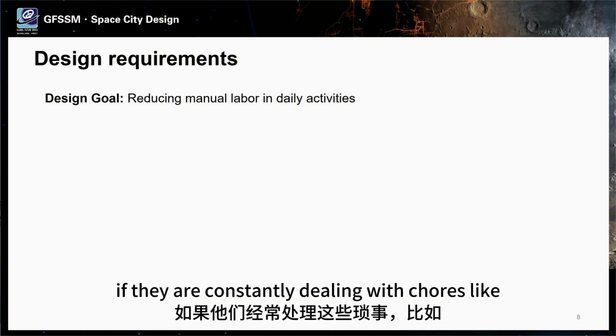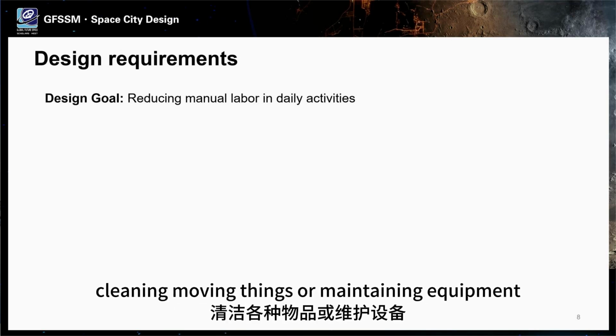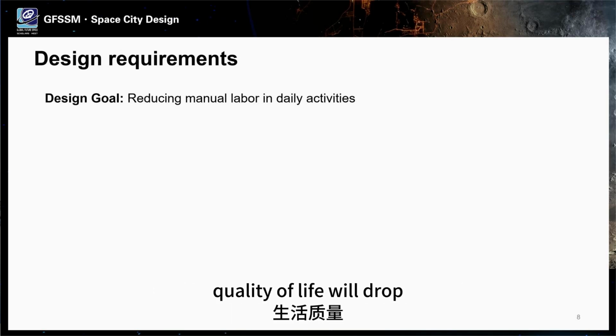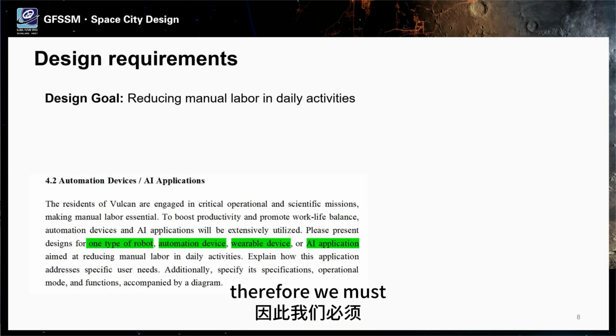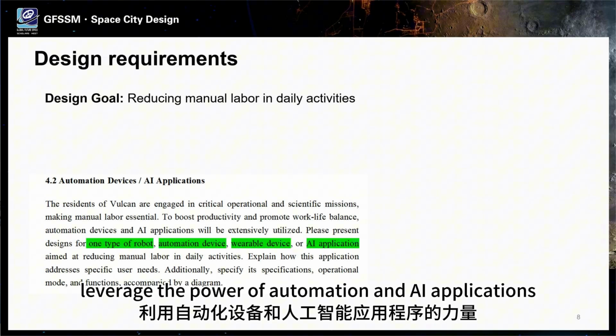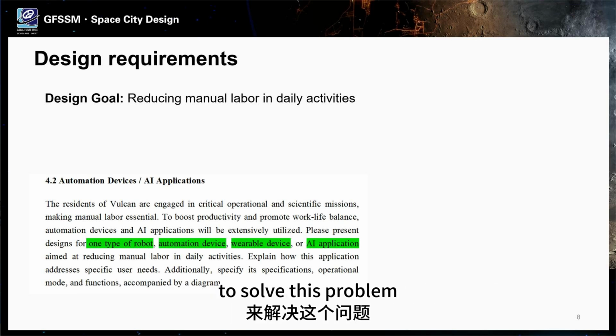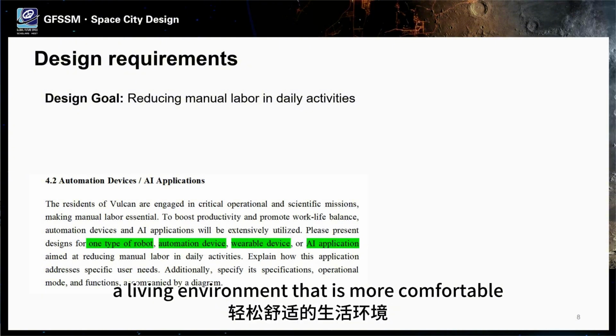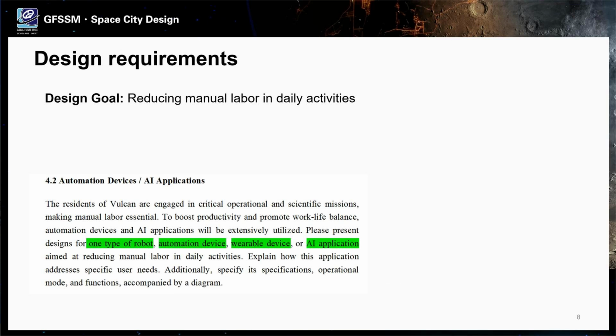If they are constantly dealing with chores, like cleaning, moving things, or maintaining equipment, they will feel exhausted, and their overall work efficiency and quality of life will drop. Therefore, we must leverage the power of automation and AI applications to solve this problem. These technologies will allow us to create a living environment that is more comfortable and effortless for the residents.